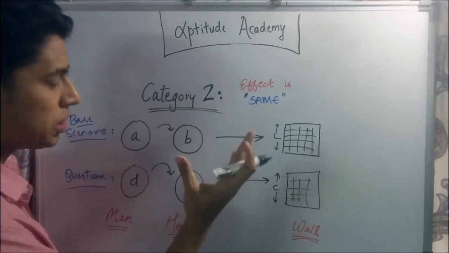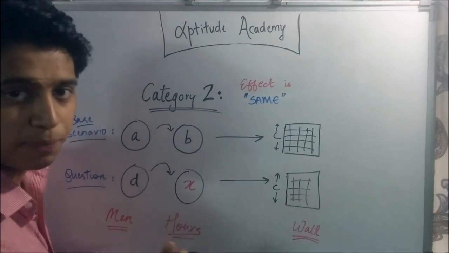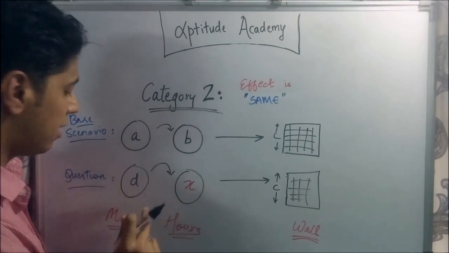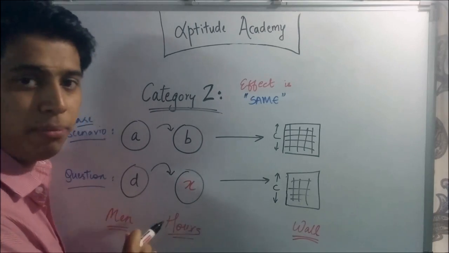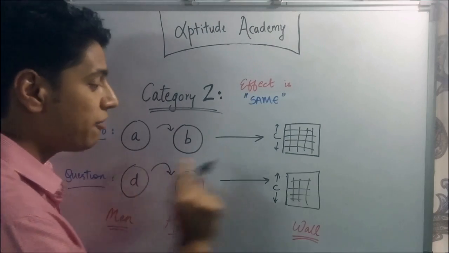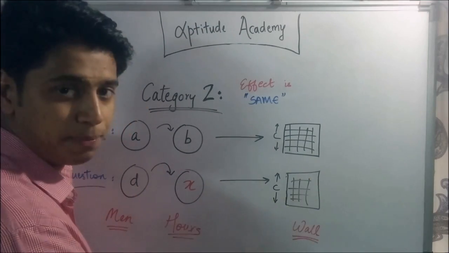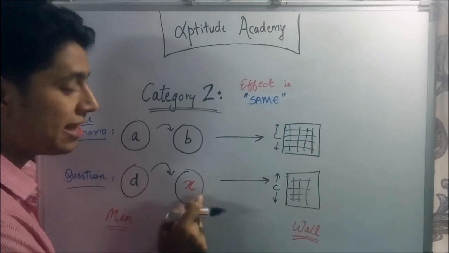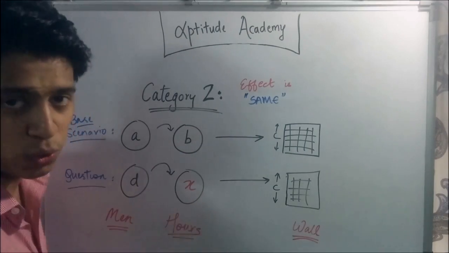Now in your category 2 sums, the question is going to be a little different. They're going to say that now I don't have A men, I have D men, but I want them to build the same wall as the first group. So these D people have to build the same wall of C meters height. So what are the number of hours that they need to work? And these are category 2 sums.